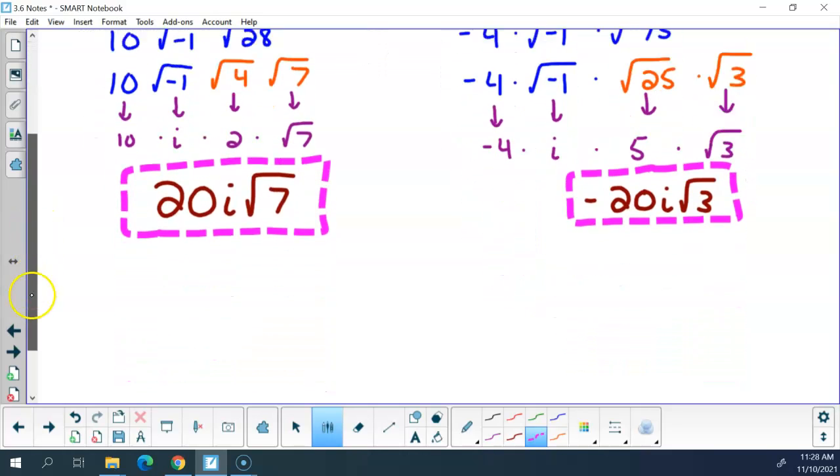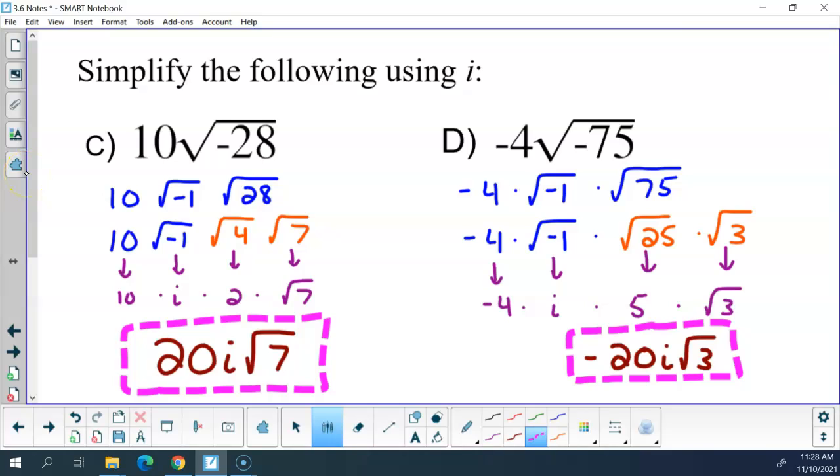I don't think that there's any more on this slide. And we're done with this slide.